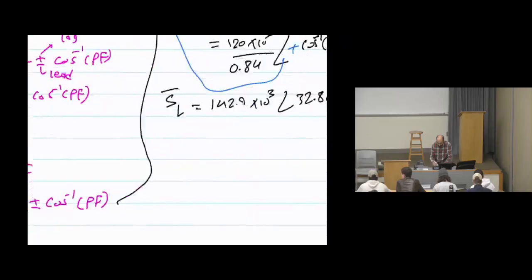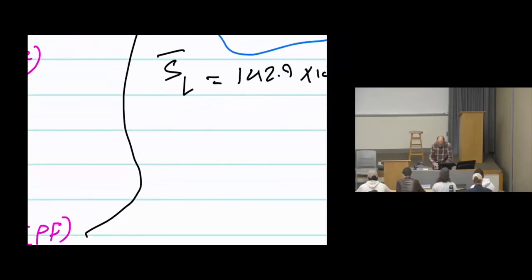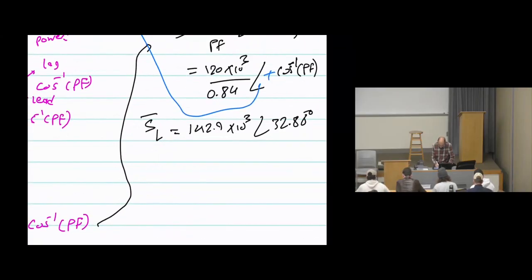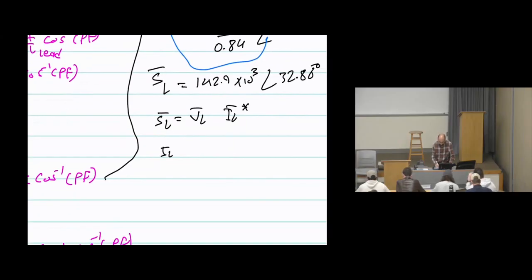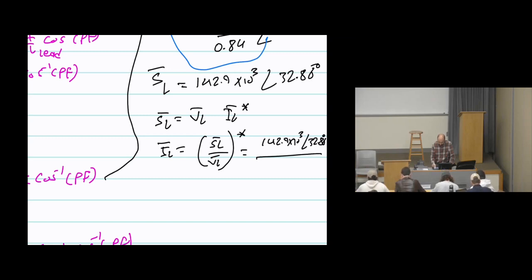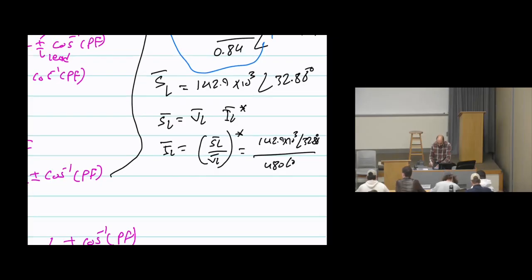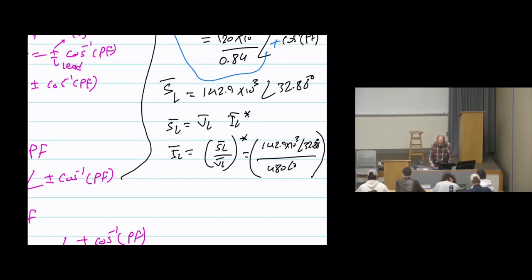So according to the complex power, S load equal V load times I load conjugate. Now we need to calculate I load. So I load will be S load over V load, all of it conjugated. So it's going to be S load 142.9 times 10 power 3, angle 32.86 degrees, divided by V load 480, angle 0. And again, don't forget the conjugate.